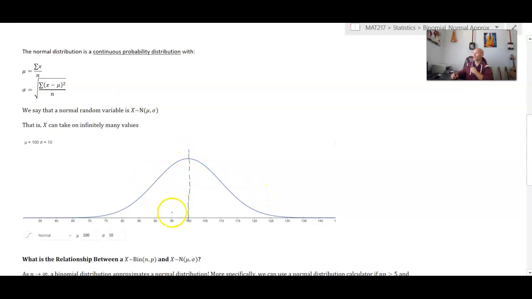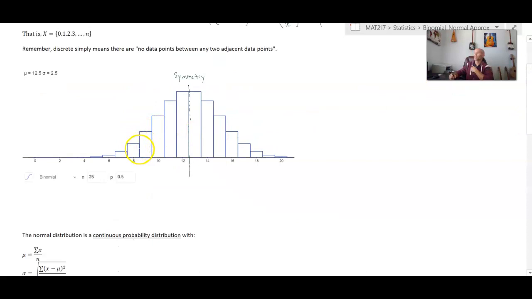And notice there's no separation between 90 and, say, 95, because anything between 90 and 95 is possible. But back up here, between, say, 10 and 11, there's nothing possible. There's just 10 and then there's 11. So this bar looks at the likelihood of getting exactly 10 successes out of 25 trials, or 10 people liking apples. What's the probability of that out of 25 people?